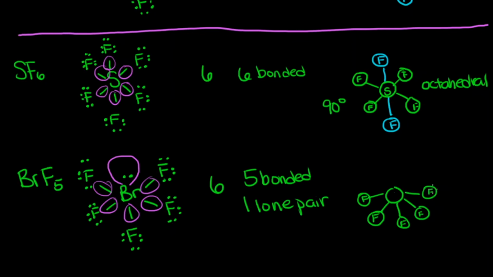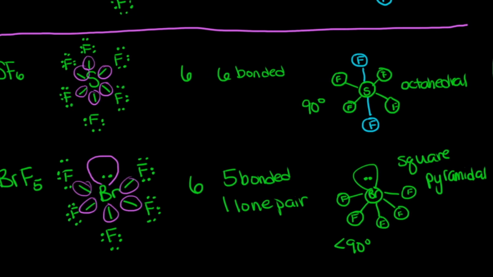They all got a little smushed to less than 90 degrees by that lone pair that I drew on the top. This shape is called square pyramidal. The reason why it's called square pyramidal is because we essentially squished that arrangement. You can sort of see the square along the equator. We squished that square downwards into a pyramidal shape.